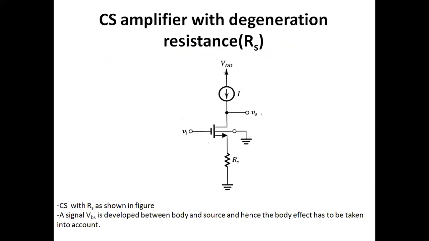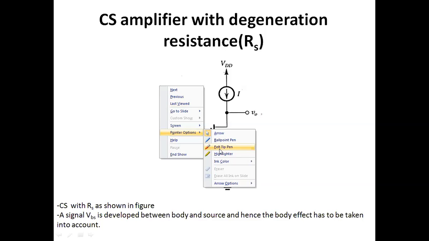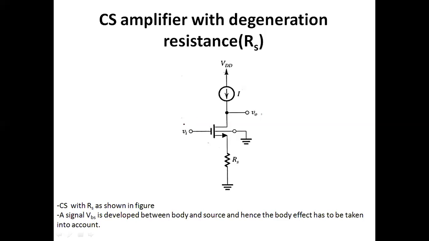Now, this is the circuit diagram of a common source amplifier with degenerative resistance RS. I'm going to explain how it acts as a common source and degenerative resistance. VI is applied to the gate and output is taken from the drain, so the source is the common terminal, hence it is called a common source amplifier. Next, I connected the resistance RS in the source terminal. This resistance acts as degenerative resistance, or we can say negative feedback.